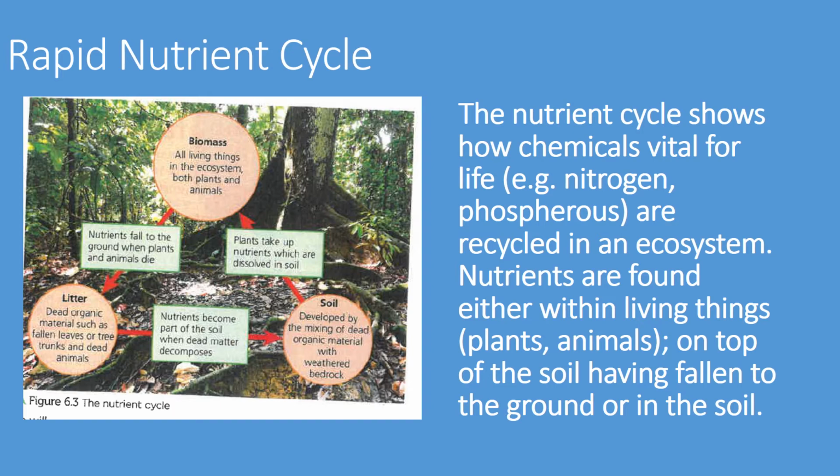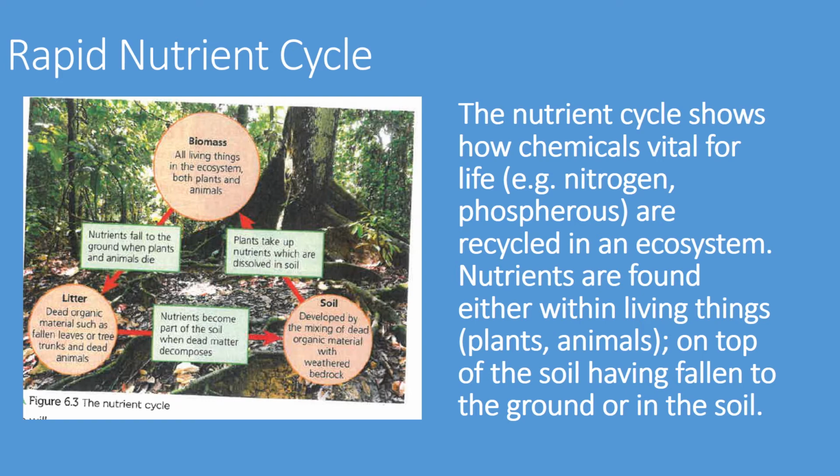Now, have a look at the red pinkish circles here. These are where these things called nutrients are stored. Now, nutrients, if you like, are a bit like the vitamins that we need. They're the chemicals vital for life. So common ones with plants are nitrogen and phosphorus, for example. And they're actually recycled within the ecosystem. So that's the green boxes, where they're being moved around.